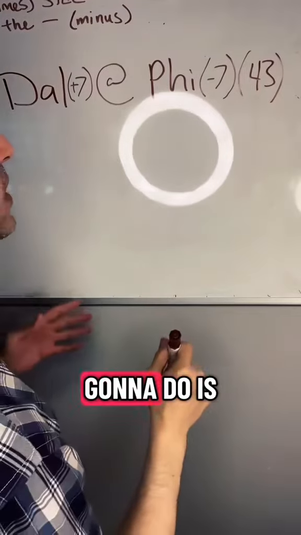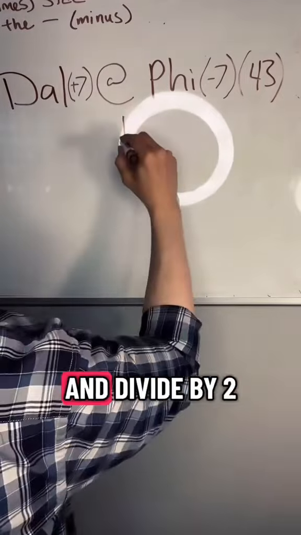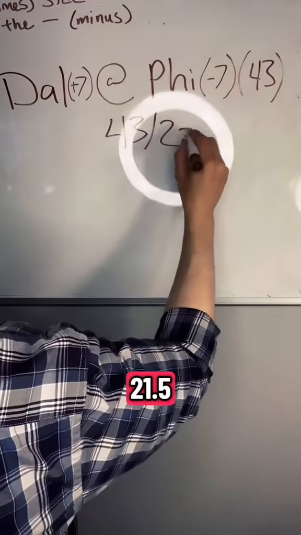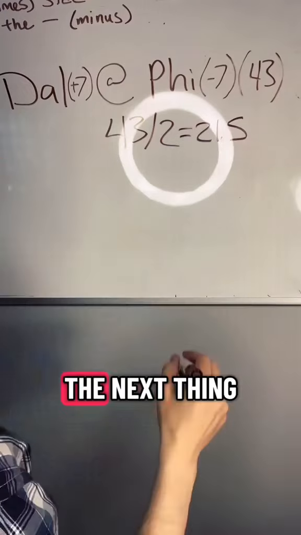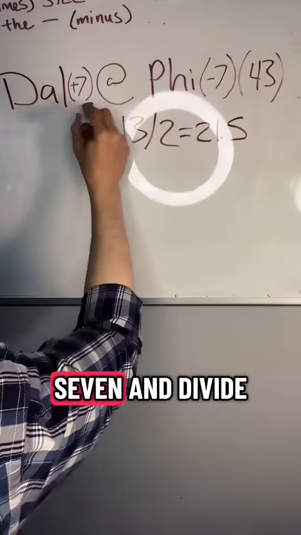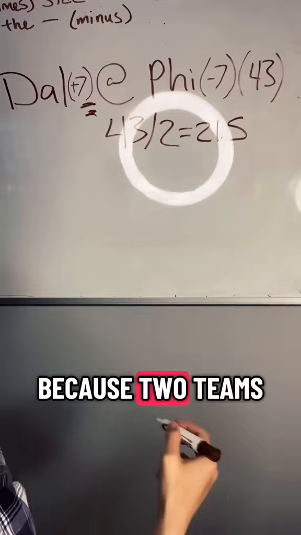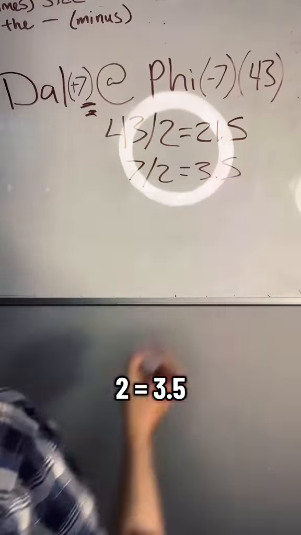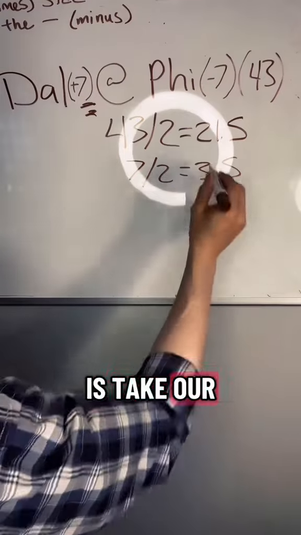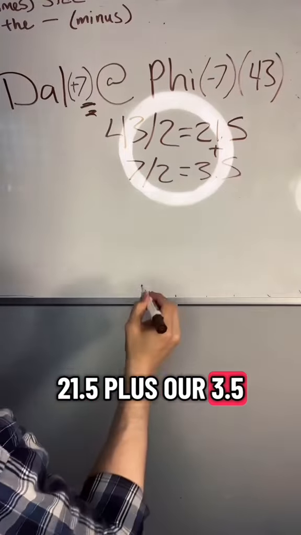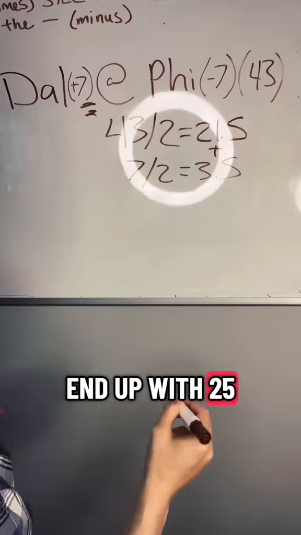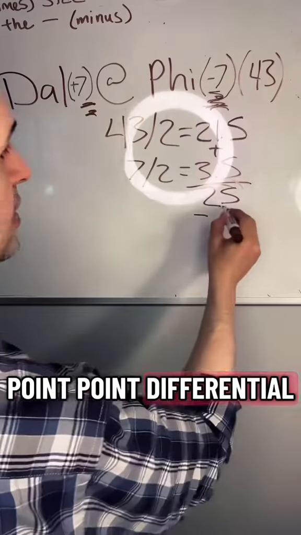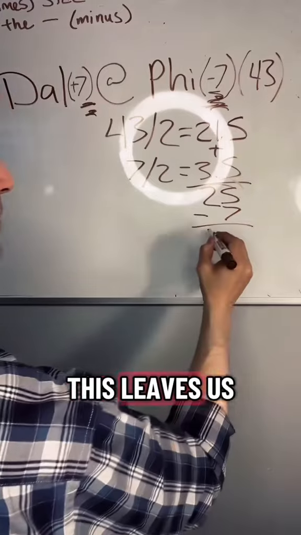The first thing we're going to do is take that 43 and divide by 2, because 2 teams. That's 21.5. The next thing we're going to do is take our 7 and divide that by 2, because 2 teams. 7 divided by 2 equals 3.5. The next step is to take our 21.5 plus our 3.5, and we end up with 25. At this point, we're going to subtract the 7-point differential from that 25. This leaves us with 18.